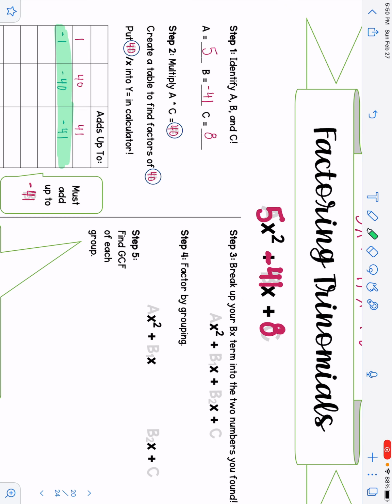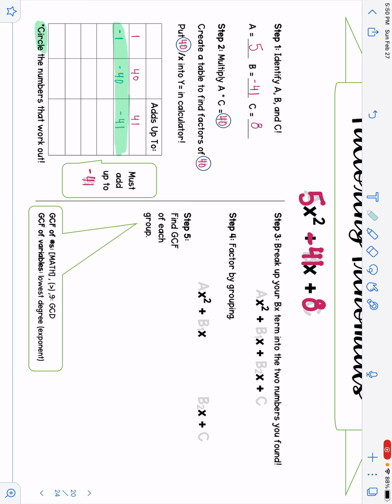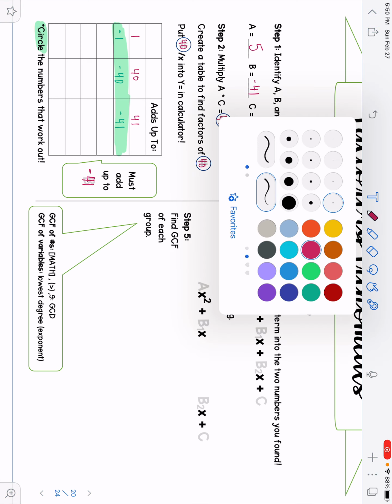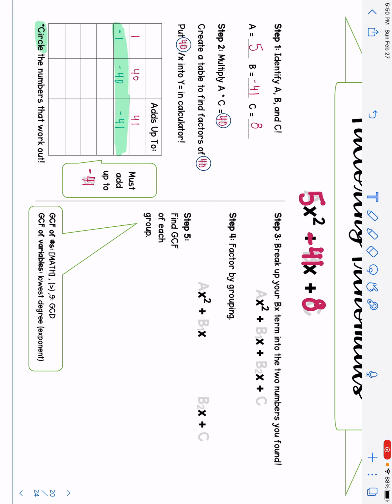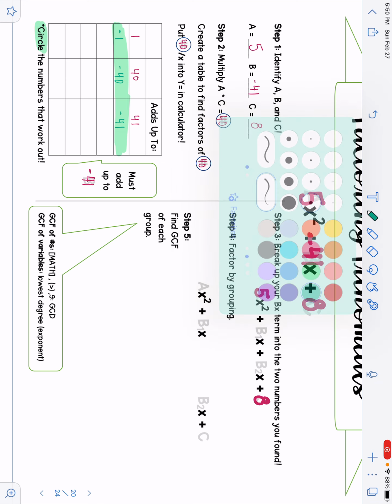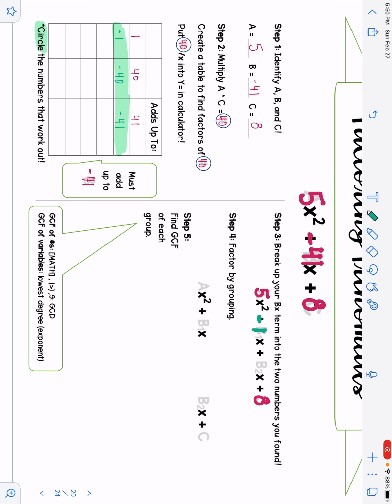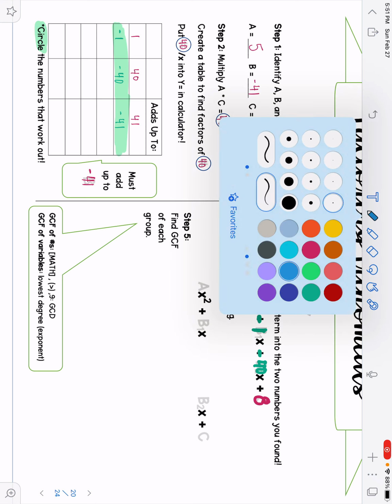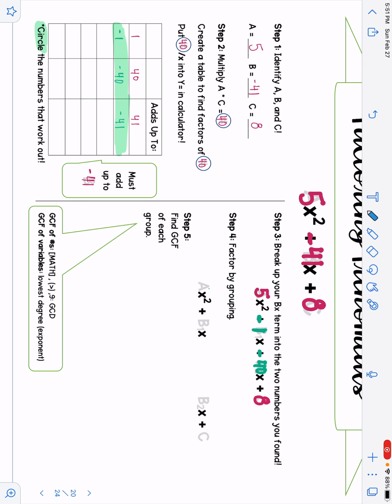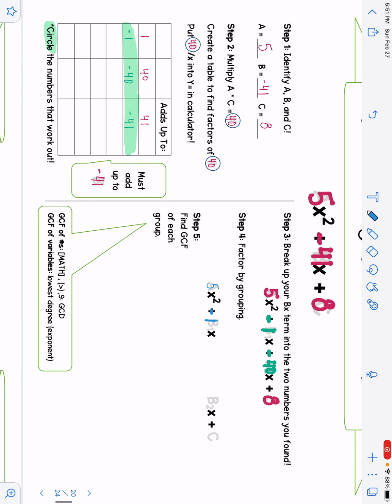I don't need that anymore. You might need it into the 2 numbers that you found. So everything's going to stay the same, right? The A and the C values at least. So A was 5 and C was 8. Now we're talking about the 2 middle terms. The 2 numbers I found were negative 1 and negative 40. Okay, and now we have a 4-term polynomial, which we know how to factor already. This is 5x squared minus 1x. And this is negative 40x plus 8. We're going to factor by grouping.